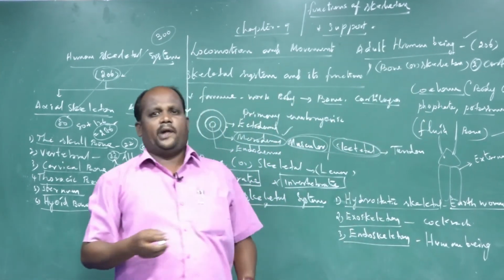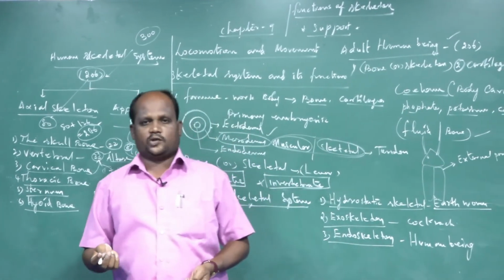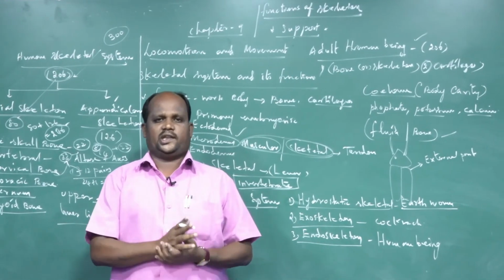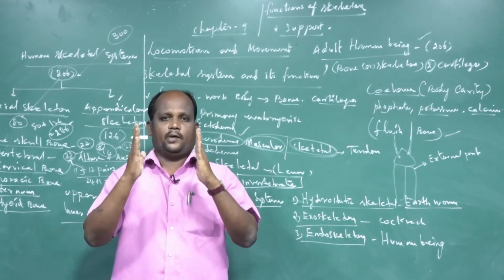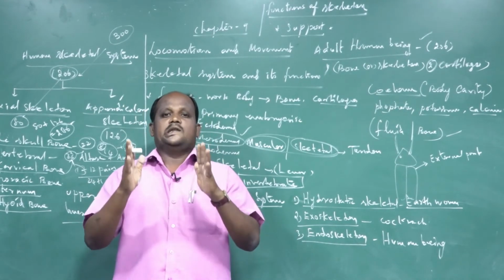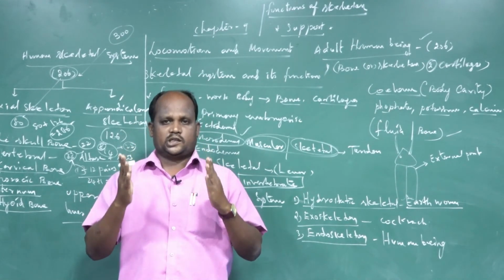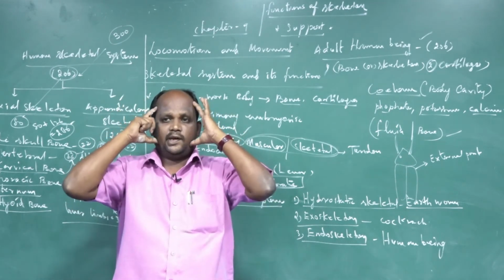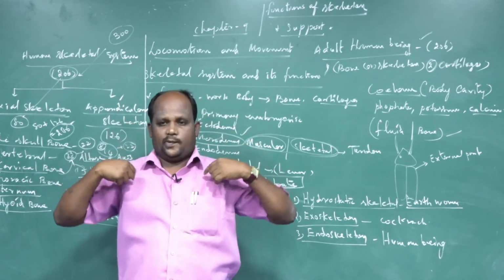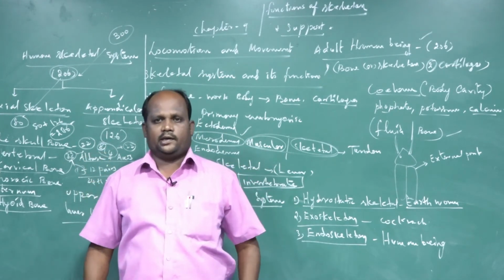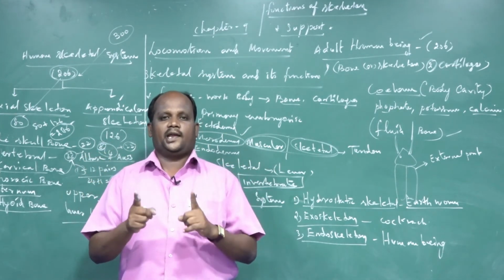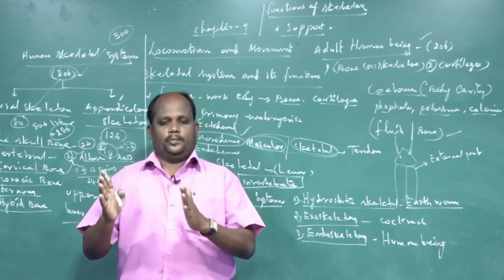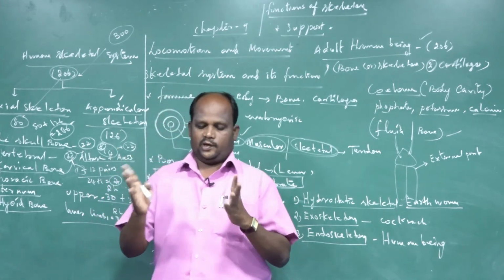Support means balancing the body weight. The supportive function means balancing the body weight and providing protection to our body structure. The framework of the body is constructed by the skeletal system. Our skeletal system designs our body structure. The head structure is designed by the skull, and likewise the thoracic cavity, hand structure, and leg structure. Each part is designed by our skeletal system, or bones. So that is called the supportive function.